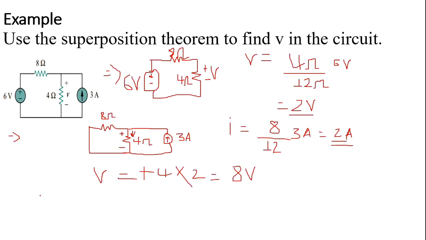The total voltage V can be calculated as V1 plus V2. So it is 2 volts plus 8 volts, which is 10 volts. So 10 volts is dropped across this 4 ohm resistance in this circuit.